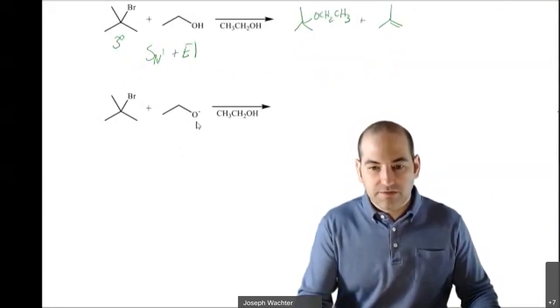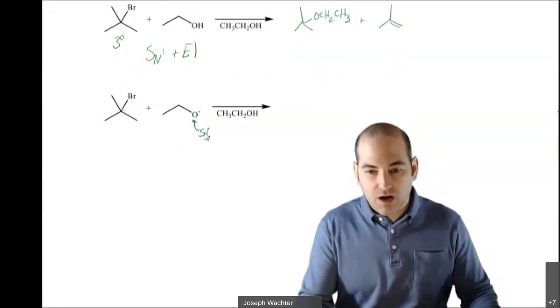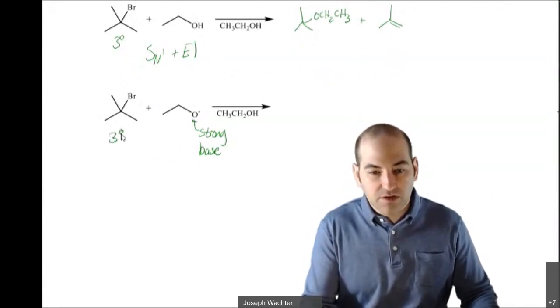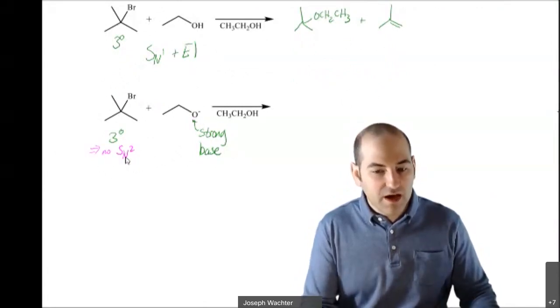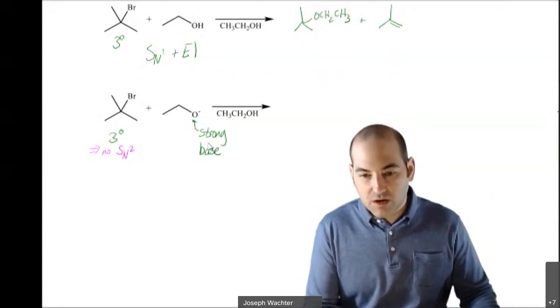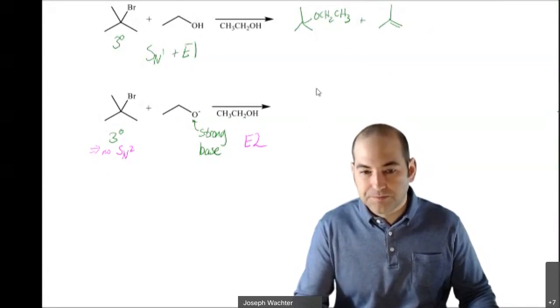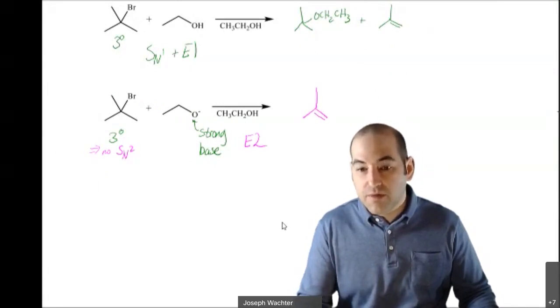Down here, the difference now is we have a strong nucleophile or strong base. Now, this could potentially be a good SN2 nucleophile, but we still have a tertiary substrate. So that means we can't have any SN2. So if we can't have SN2 and we have a really strong base, then the favored mechanism is going to be E2. And so we would expect to get primarily elimination and not substitution.